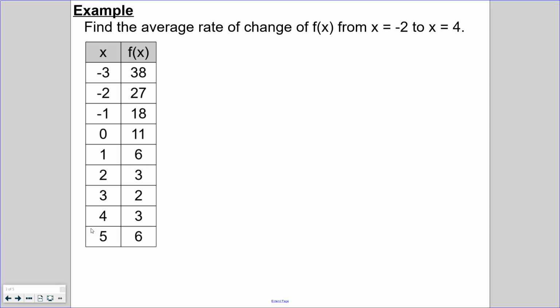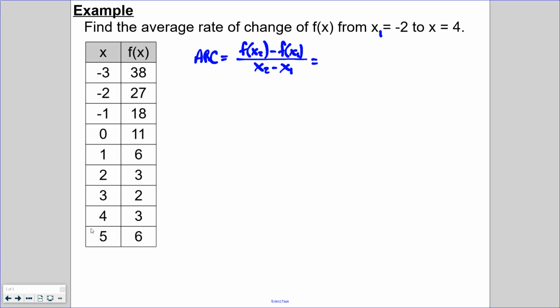Alright, next up we're taking a look at finding the average rate of change given a table again. And here we're asked to find the average rate of change from x equals -2 to x equals 4. So same thing as last time, except now we have a vertical table as opposed to a horizontal table, but fortunately that changes nothing. So average rate of change is going to be f of x sub 2 minus f of x sub 1 all over x sub 2 minus x sub 1.